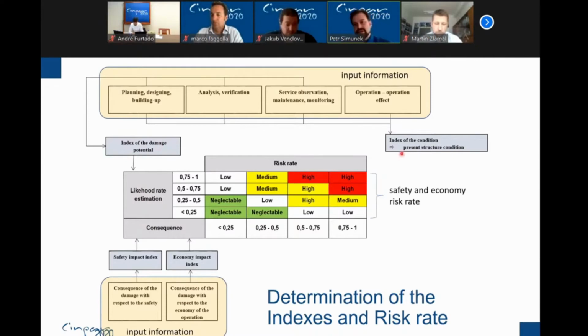Also, we will then get from the input information the index of the condition and the present structure condition. The safety and economic risk rates, it's here and here. And with the help of likelihood, we can get a safety and economy risk rate with the use of risk matrix. So now we have an index of the condition, index of a damage potential, and safety and economic risk rates.